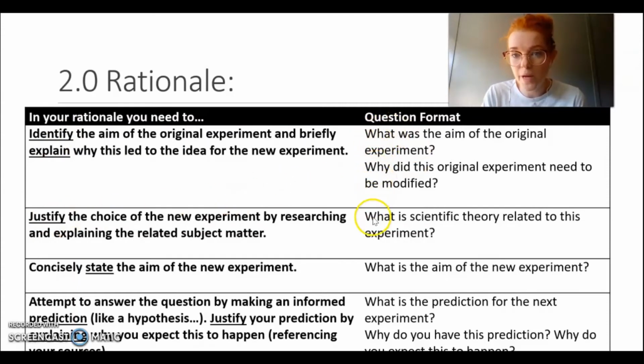So here we've got the question format scaffolding, so you can see that they link up. Ideally, this means that there's 4 sections of your rationale that we're looking for. This one's talking about the original experiment and why it led to the new experiment. That's where you're looking at what actually did you see was not accurate, or what are you improving, what didn't do well. Here we're looking at the related subject matter researching. So that's a scientific theory. The aim of the new experiment, it doesn't need to be very, very detailed. It's just concisely stating it. And then here is your hypothesis or your prediction of what will happen.